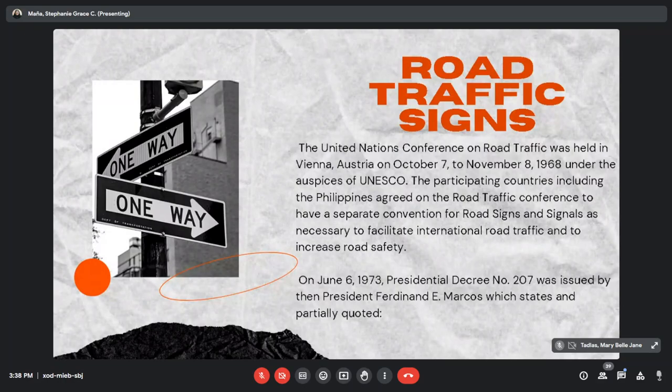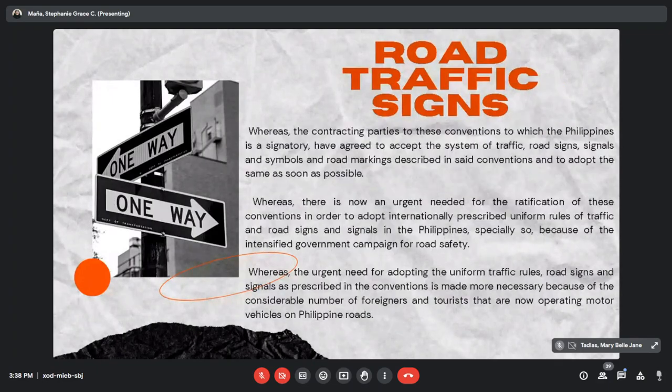On June 6, 1973, Presidential Decree Number 207 was issued by then President Ferdinand E. Marcos, which states, and partially quoted: whereas the Philippines is a signatory, have agreed to accept the system of traffic road signs and signals and symbols and road markings described in said conventions, and to adopt the same as far as possible. Whereas there is an urgent need for the ratification of these conventions in order to adopt internationally prescribed uniform rules of traffic and road signs and signals in the Philippines.